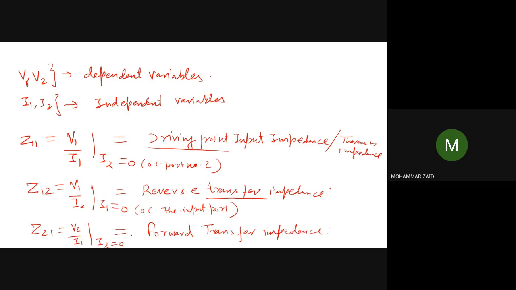This reverse and forward are only the nomenclature. We are taking it as forward because we are taking the ratio of 2 by 1. For example, if we have V2 by I1, we will write it as forward. If we have the reverse relationship, that means the port 1 parameter will be upwards and the port 2 parameter will be downwards, so we will call it reverse transfer impedance. This is also an impedance, but it is called transfer because you are taking one port voltage and another port current.